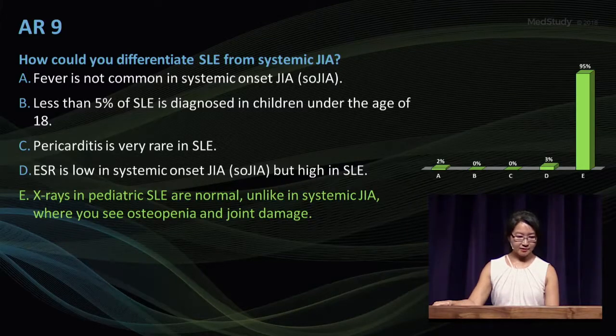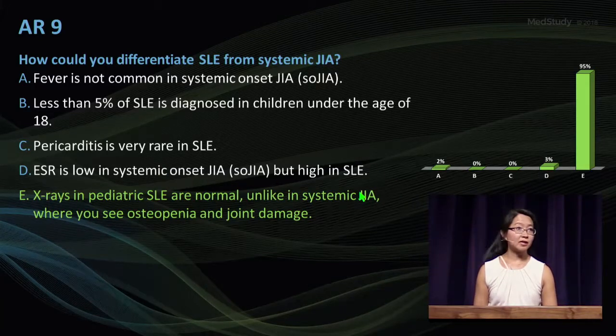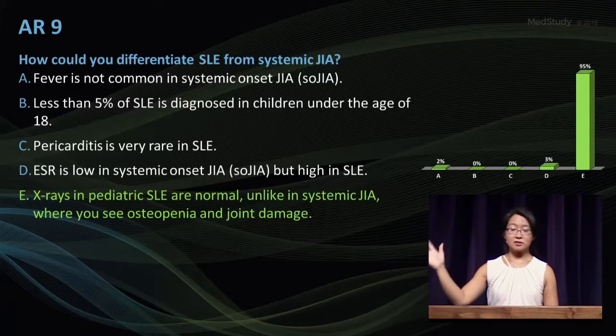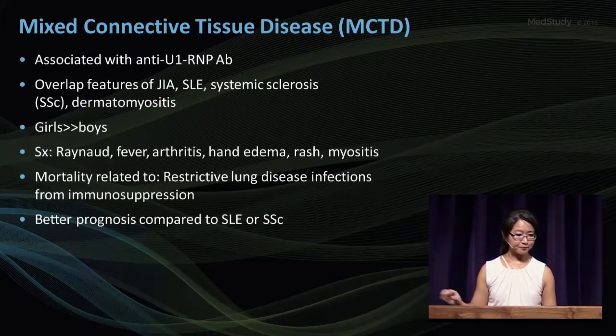So the answer is E, correct. Fever is common in systemic onset JIA. About 20% of lupus is diagnosed in children. Pericarditis is not rare. SED rate in systemic onset JIA is elevated, whereas in lupus patients, it's not very reliable. So just like in patients with enthesitis-related arthritis, sometimes patients could be in remission and their SED rate is high, sometimes their SED rate is low and their disease is very active.